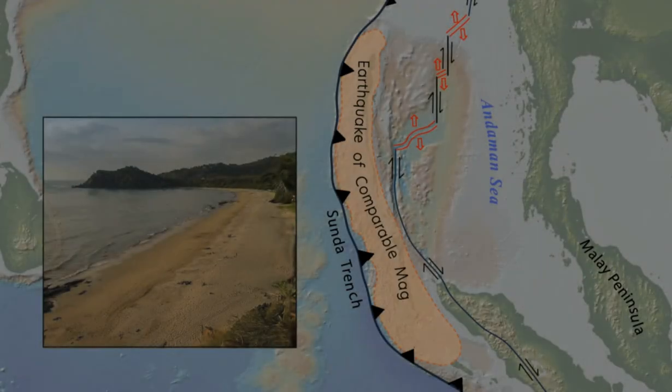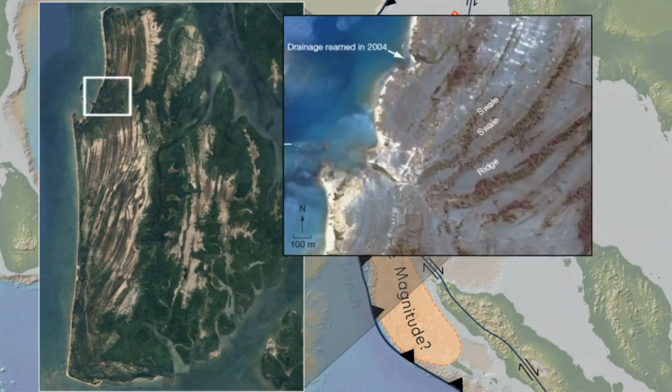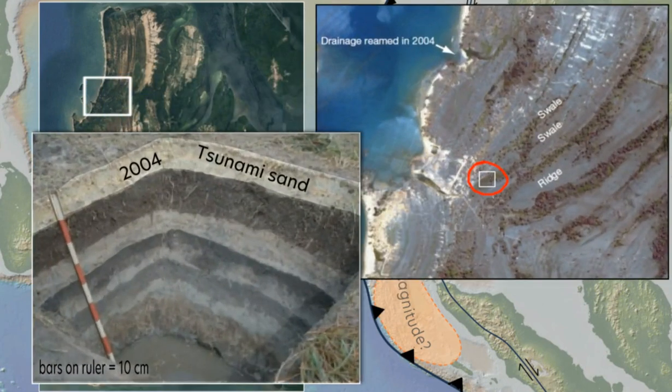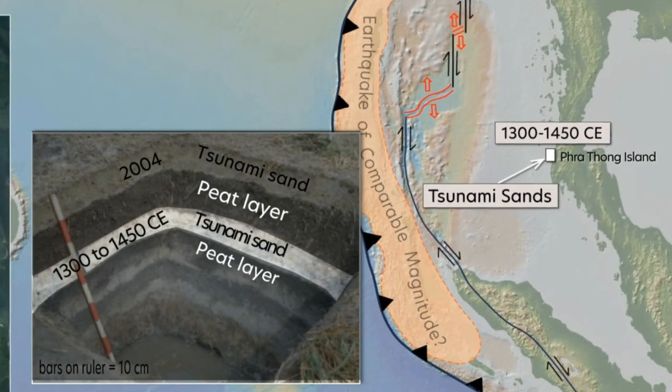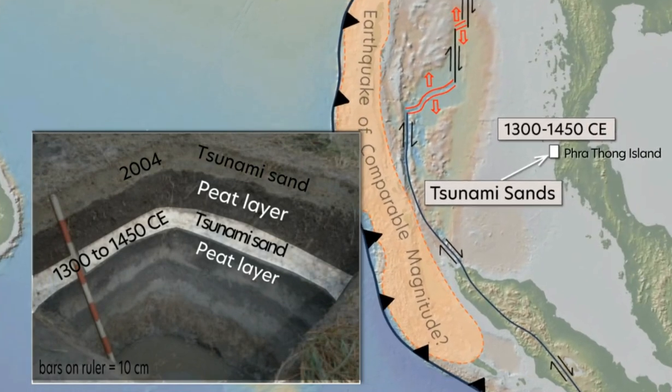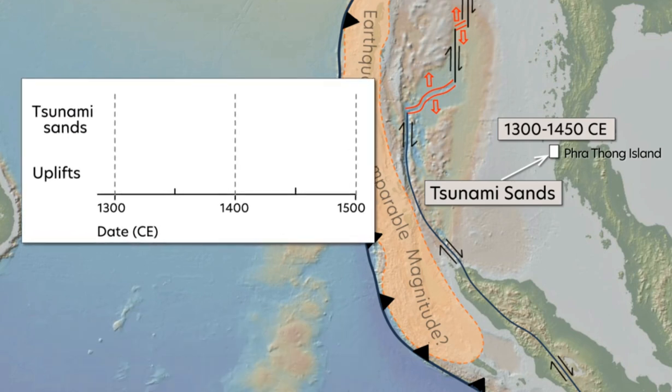Although there is no written history of when the last comparable-sized earthquake and tsunami occurred across this region, a history written in sand provides evidence that it was over 600 years ago. On Thailand's Pratong Island, the 2004 tsunami sand overlays an older tsunami sand sandwiched between peat layers. Radiocarbon dates bracket the age of the older tsunami sand between 1300 and 1450 CE.